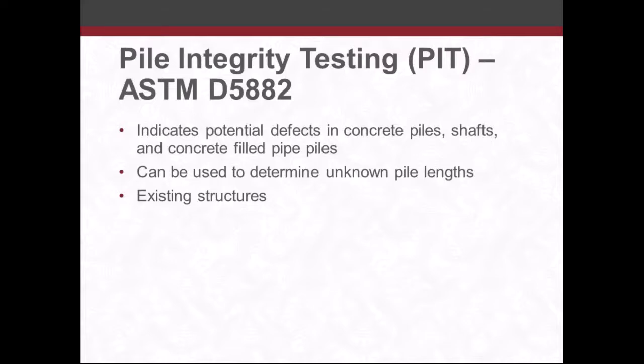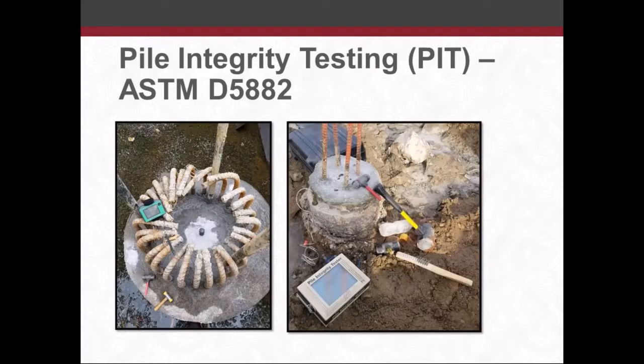So now I'm going to talk a little bit about some other tests that are typically performed on auger cast piles and concrete drilled piers. The first one is the pile integrity tester, or PIT, testing. This test can indicate potential defects in concrete piles, shafts, and concrete filled pipe piles. It can also be used to determine unknown pile lengths, as well as some pile information for existing structures.